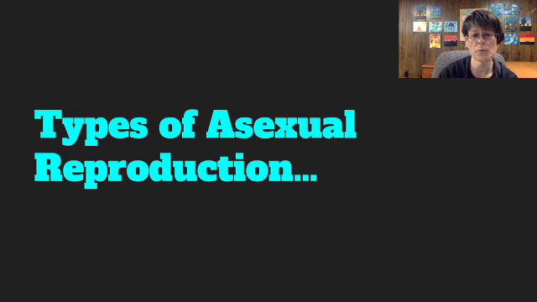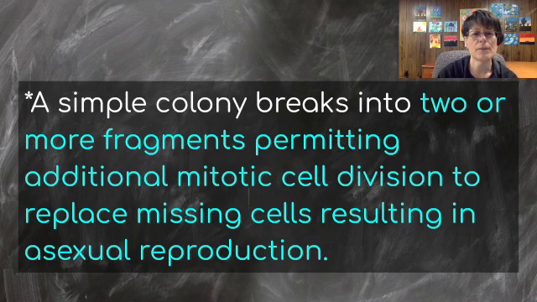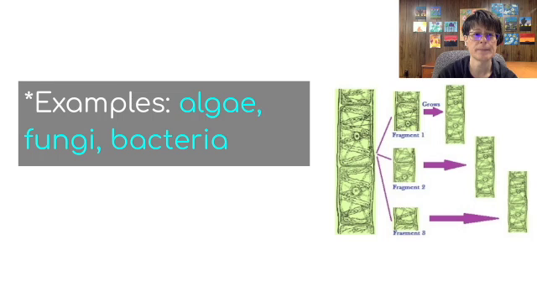So, some types of asexual reproduction are fragmentation. This is a form of reproduction caused by the breaking of a colonial organism by a physical disturbance. A simple colony breaks into two or more fragments, permitting additional mitotic cell division to replace missing cells, resulting in asexual reproduction. So, some examples are algae, fungi, and bacteria. You can see this algae is broken into three fragments and it starts to grow into three new algal colonies, okay.